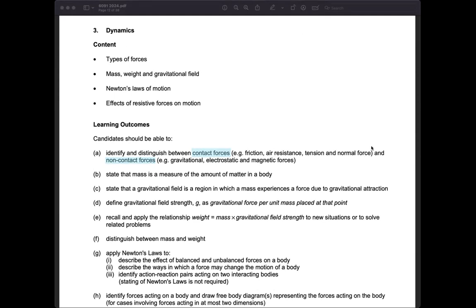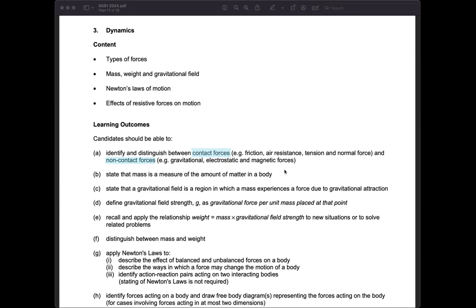Then there are non-contact forces. The 3 main ones that you're going to learn will be gravitational force, electrical force, as well as magnetic force. These 3, you don't need them to touch. There's no contact, but there's also a force acting on the thing.